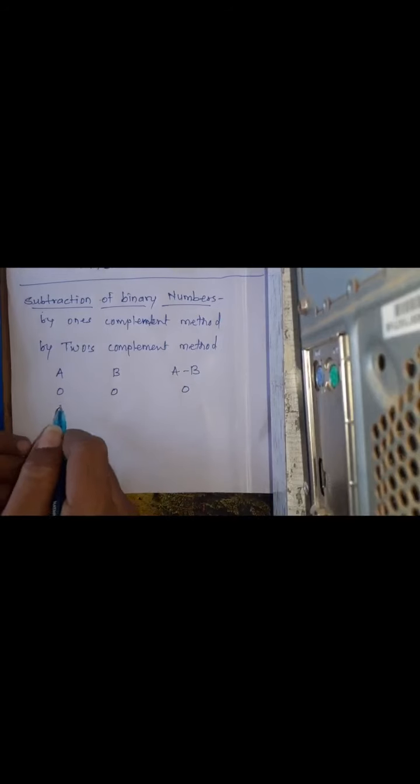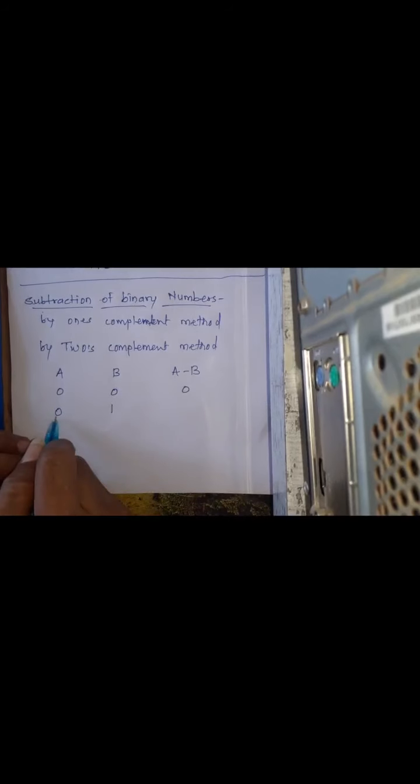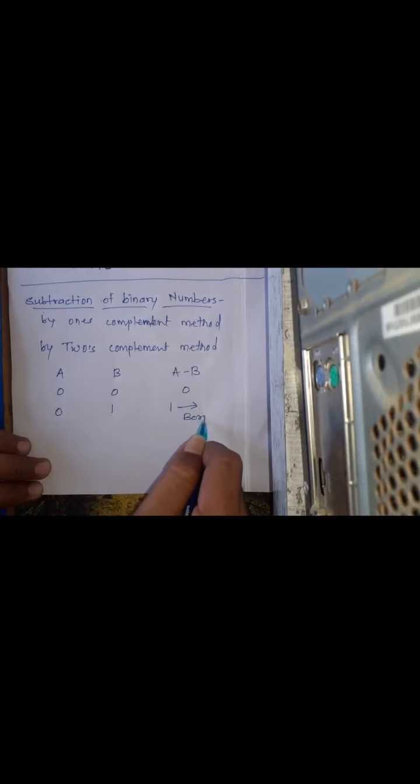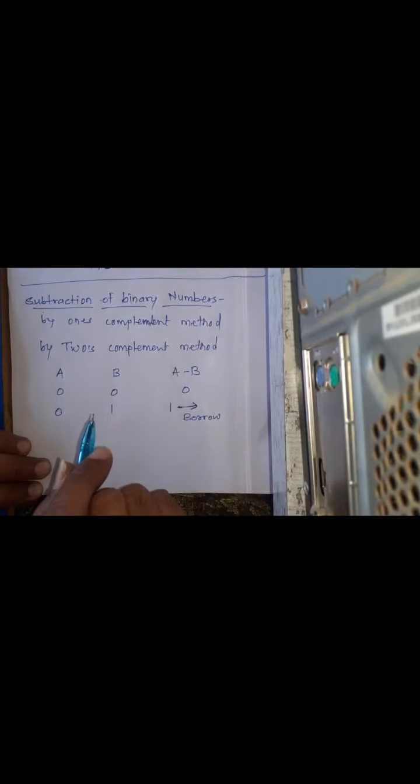A number is 0, B number is 1. Then we subtract 1 from 0. The subtraction is 1, and we have to take a borrow from the left side. We have to borrow one from the left side digit. The subtraction of 0 minus 1 is 1, and we take the borrow from the left side.